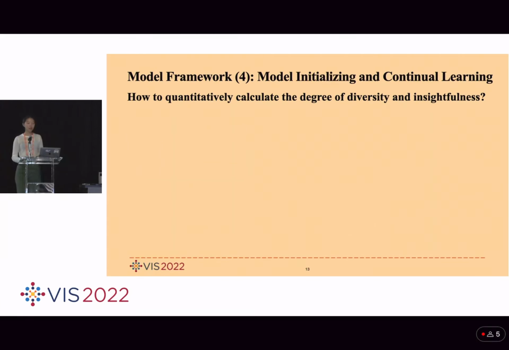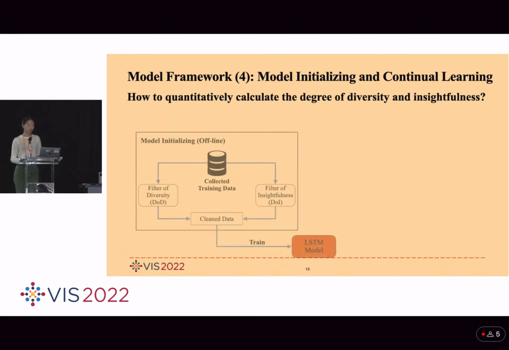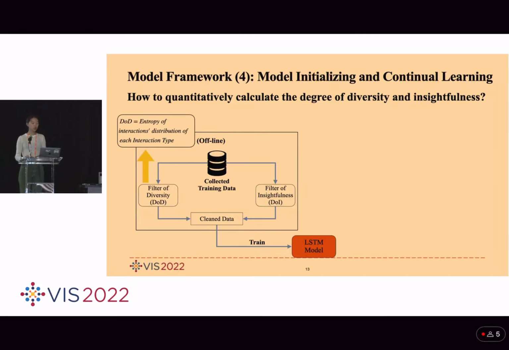Instead of using a static model, we divided the model into two parts. The training part cleaned the collected data using two filters of diversity and insightfulness to ensure the data quality. We compute the entropy of users' interaction to measure the degree of diversity and keep the interaction log only if the entropy is higher than a threshold. And an interaction is insightful if it involves interaction within the insightful data area we define.